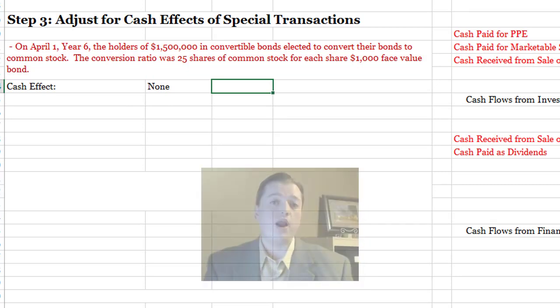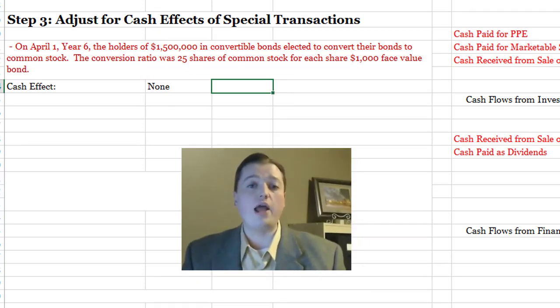Most people at this point would say, well, great, I don't even have to do this transaction, let's move on. But you can't do that for 2 very important reasons. First off, we need to know significant non-cash transactions to disclose them at the bottom of our statement of cash flows at the end of step 8.